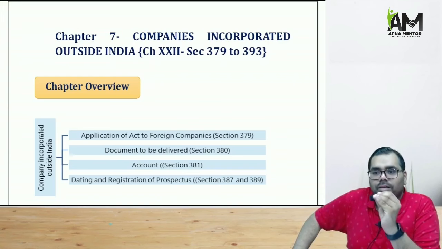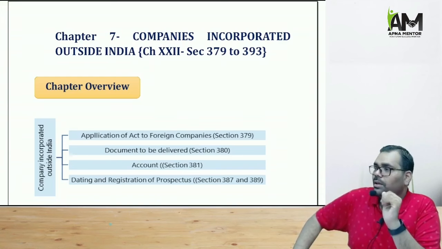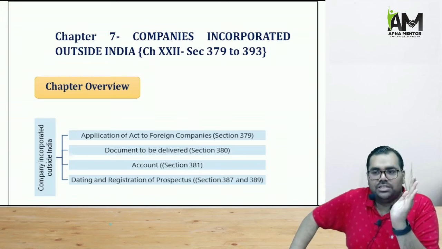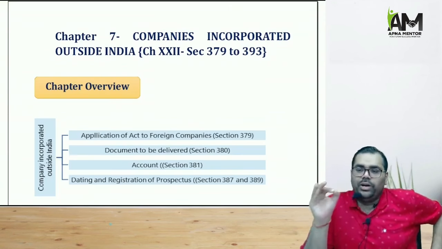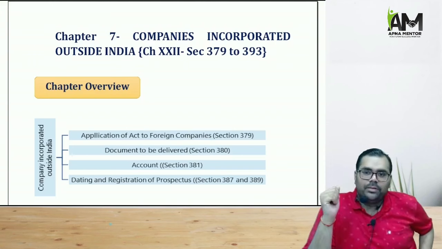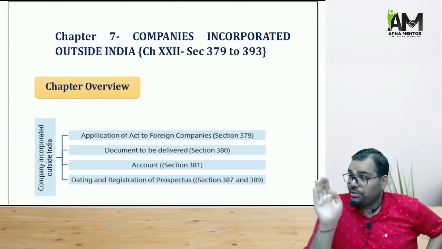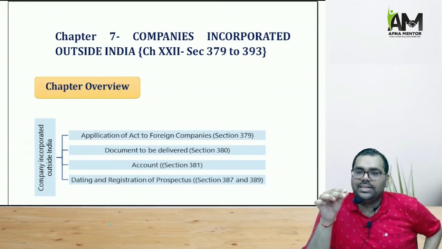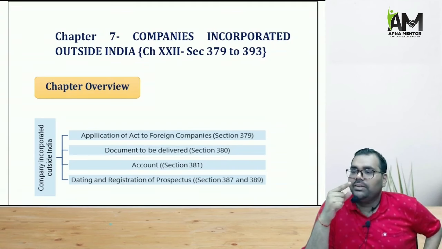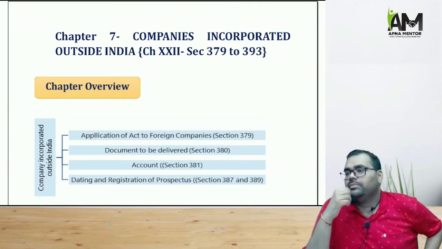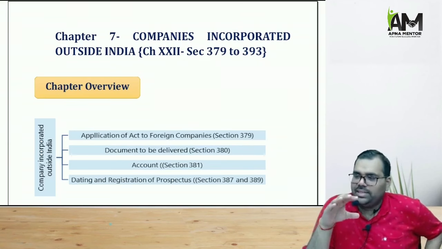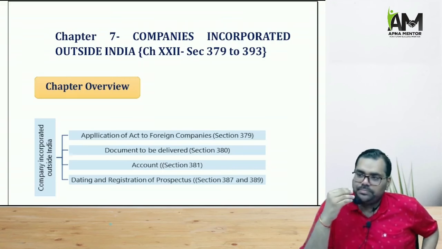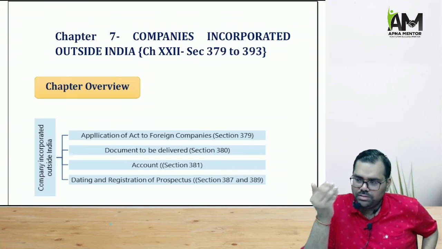First of all, just try to understand one thing. In the basic definitions chapter, we understood the definition of 2 concepts. One, we studied the definition of company, that was there in section 2 clause 20, and the other we studied the definition of body corporate, that was there in section 2 clause 11.